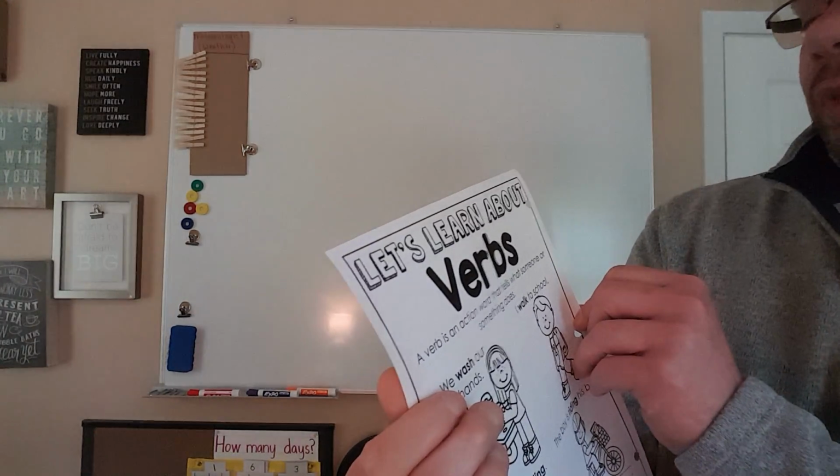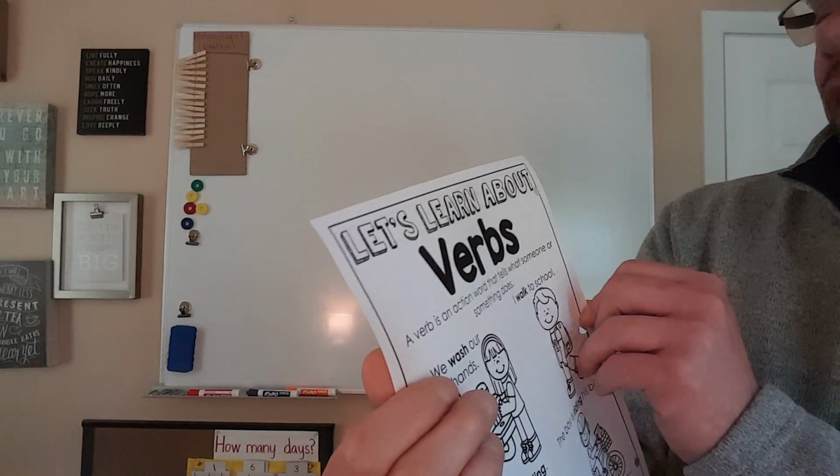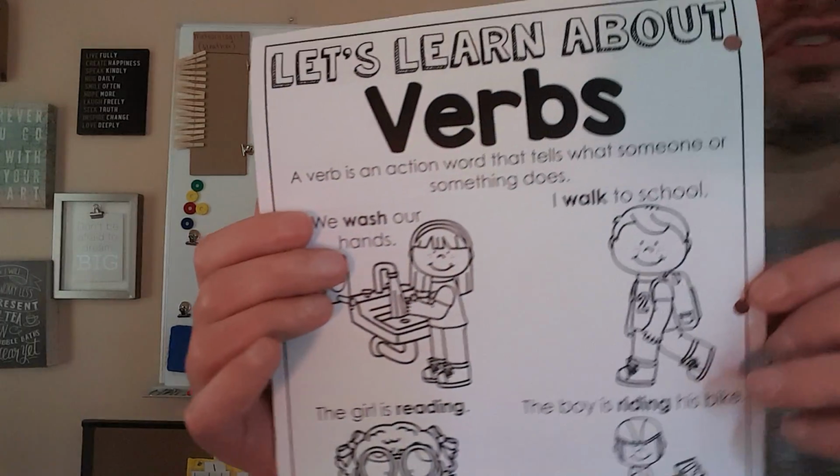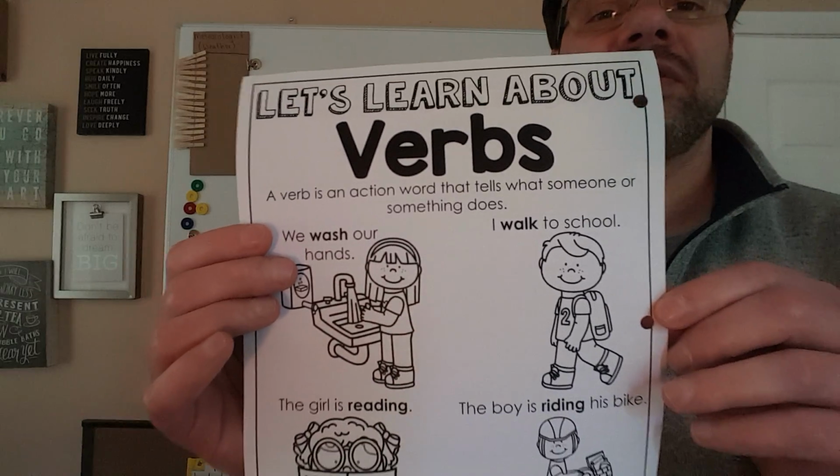I can speak with my mouth right now. Right now I am speaking. Okay, two separate sentences, one using the word speak and the other using the word speaking. But they are action words. Okay, a verb is an action word that tells what someone or something does.